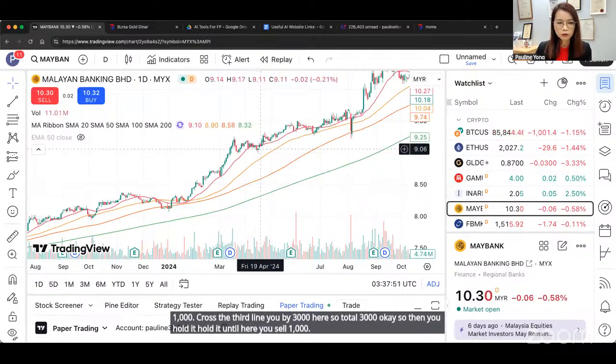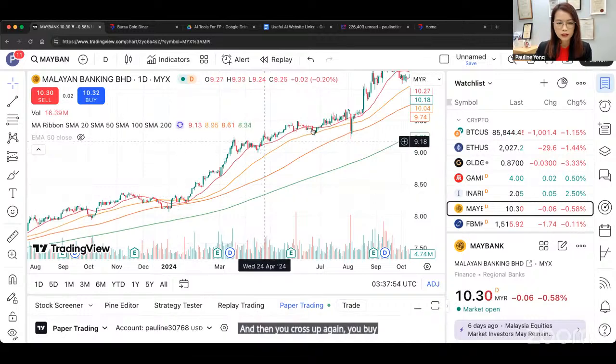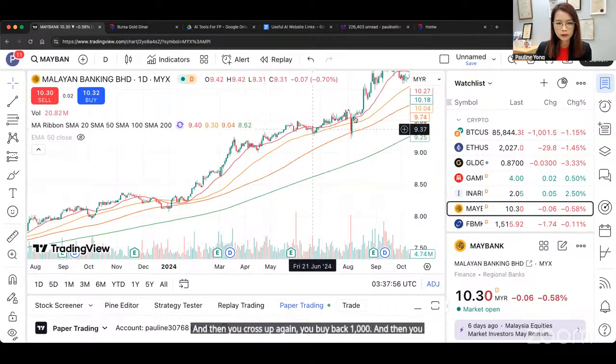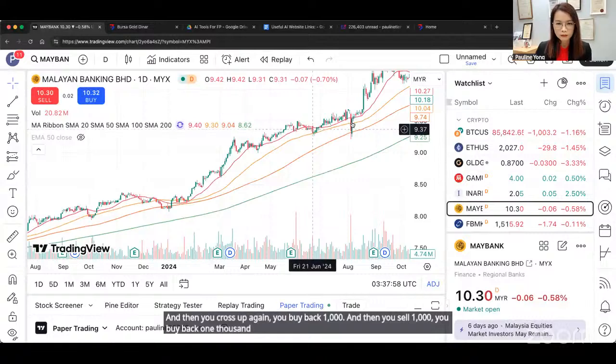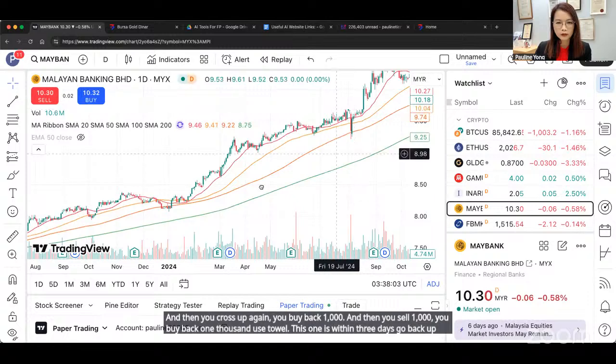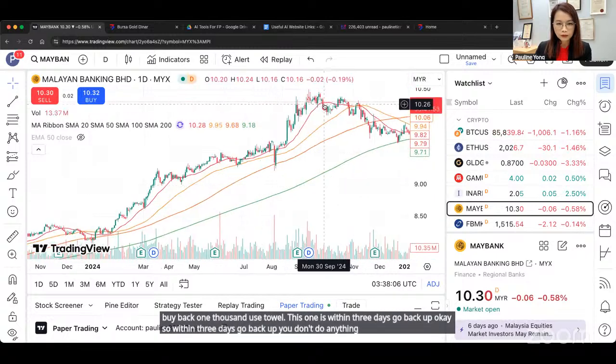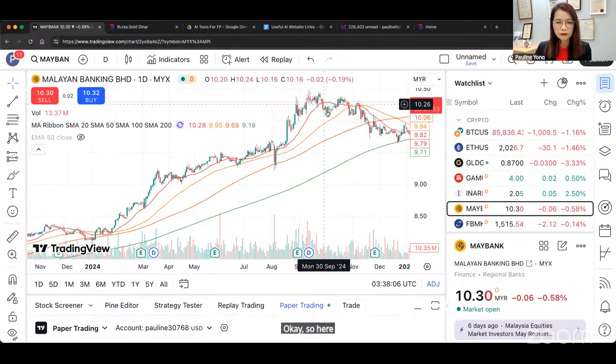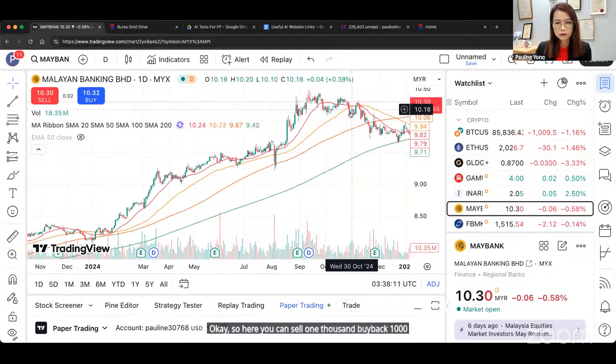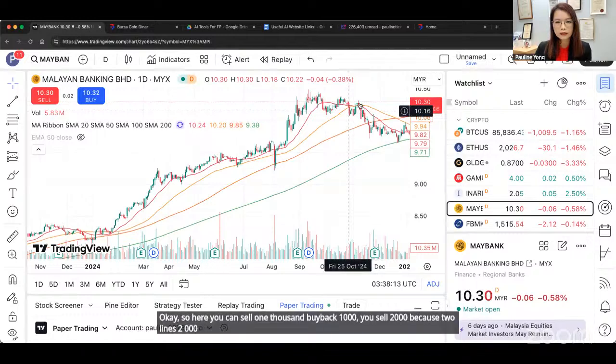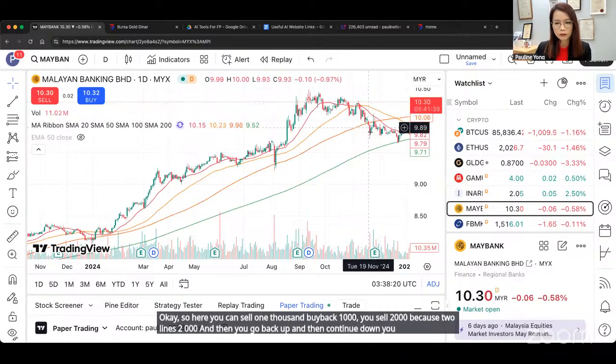So you hold it until here, you sell 1,000. And then you cross up again, you buy back 1,000. And then you sell 1,000, you buy back 1,000. This one is within 3 days, it goes back up, so you don't do anything. Here, you can sell 1,000, buy back 1,000. You sell 2,000 because 2 lines. And then it goes back up and then continues down. You sell another 1,000 because of the third line down. Okay, you sell another 1,000.